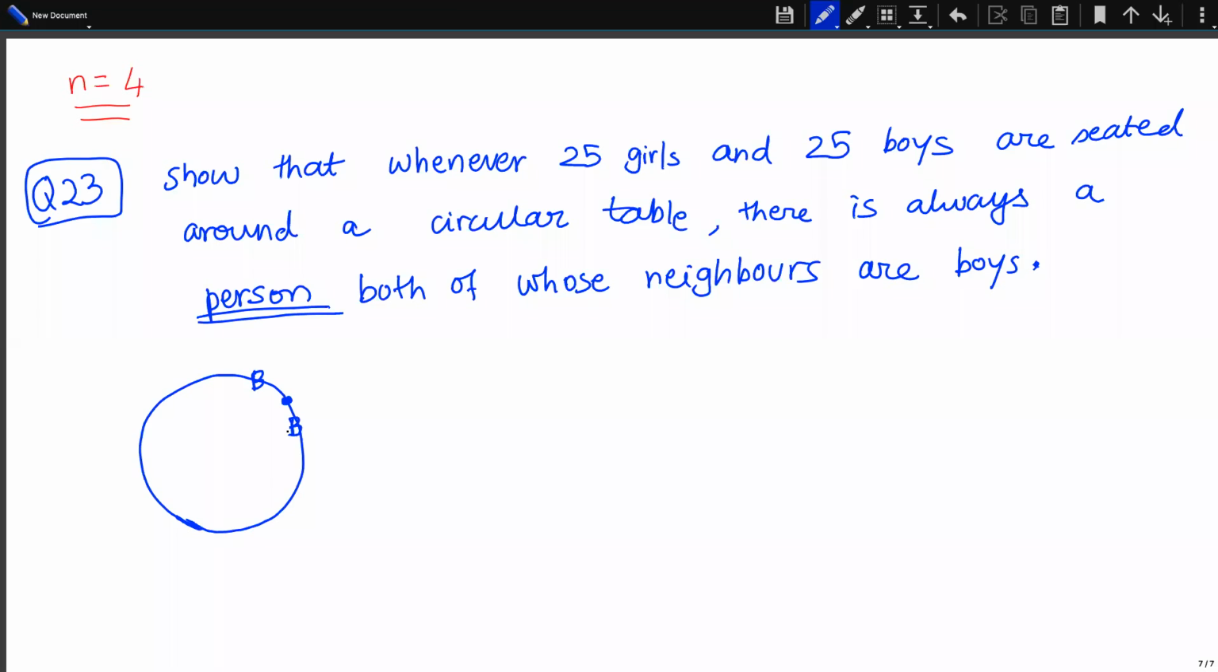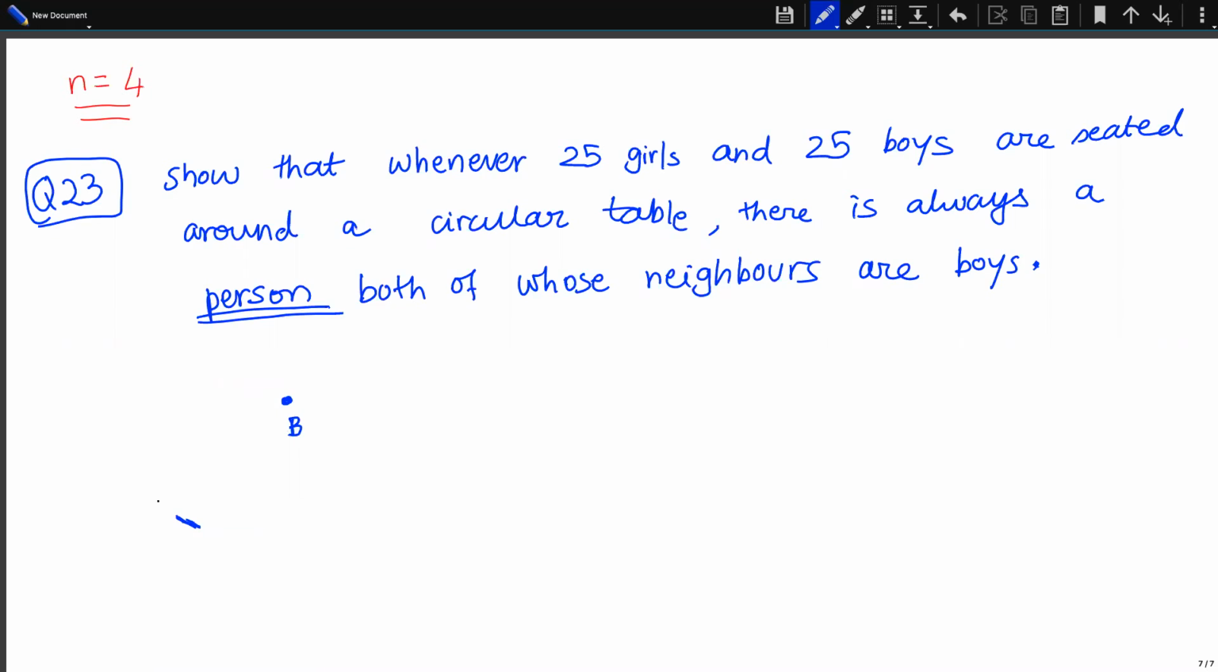Okay, so one way to show things like this is to play with the various configurations for a little while. So let's maybe proceed by contradiction. Suppose this did not happen. Suppose there is nobody for whom both neighbors are boys. Then what does that mean? So let's try and see what such configurations must look like.